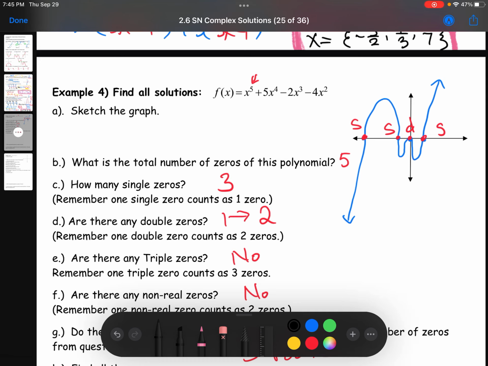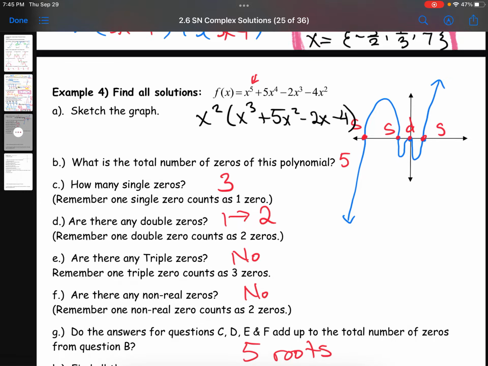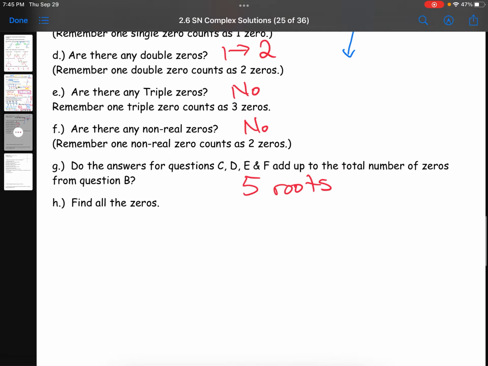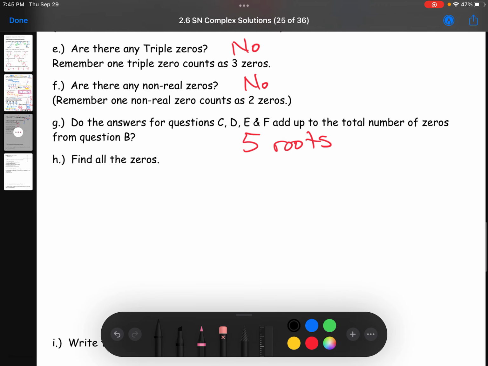Okay, first thing I want to do here, looking at this function, I want to factor out that x squared. Every term has a factor of x squared. If we factor that out, x to the third plus 5x squared minus 2x minus 4 is the other factor. Okay, so that will help us as we start doing this synthetic division.